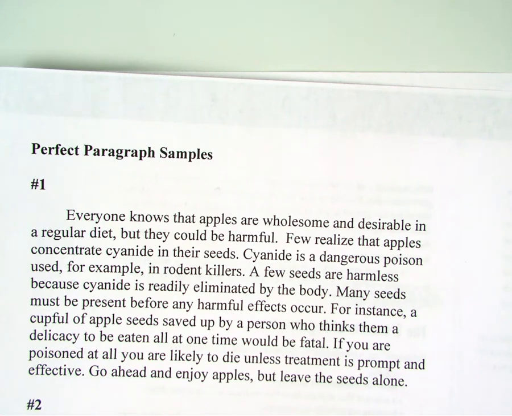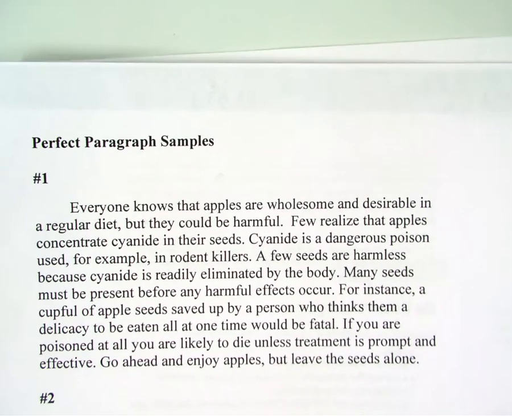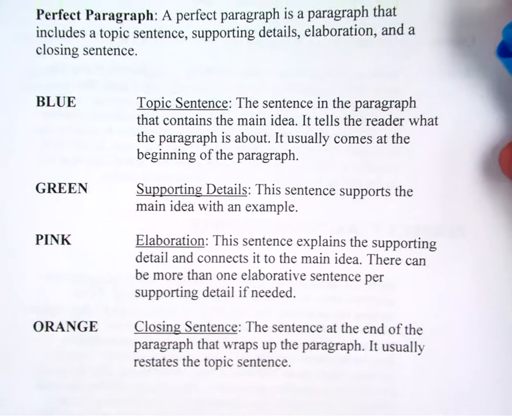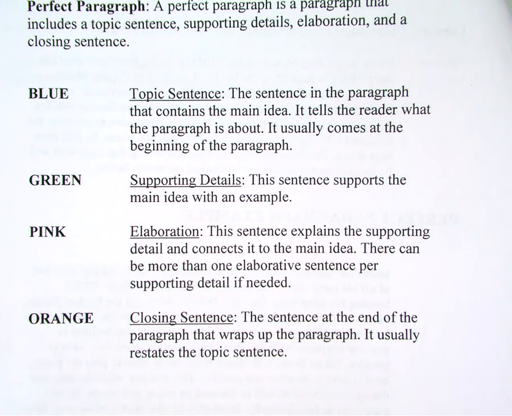I want to go ahead and review a little bit again what a perfect, or supported, paragraph is. Well, first off, a supported paragraph actually has three things. It has a topic sentence, which is the sentence in the paragraph that contains the main idea, and it tells the reader what the paragraph is about. It usually comes at the beginning of the paragraph. So that's that global topic sentence we've been talking about.